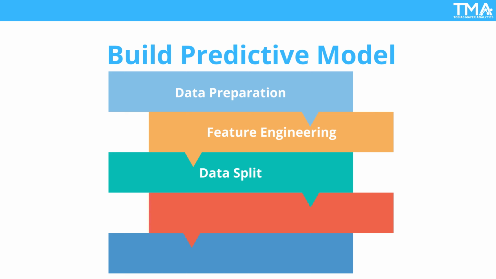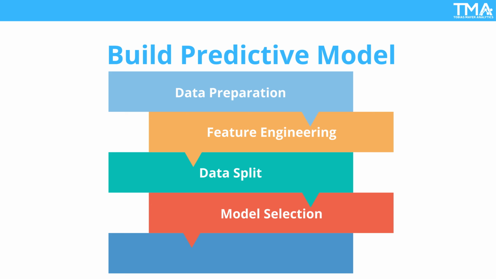Data split. Split your data into training and testing sets. The training set is used to build and train the predictive model, while the testing set is used to evaluate its performance. Typically, a common split is to allocate around 70 to 80% of the data for training and the remaining 20 to 30% for testing.